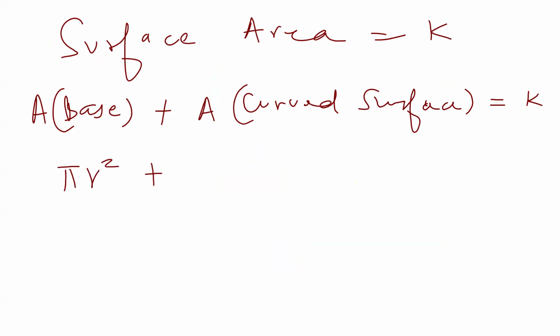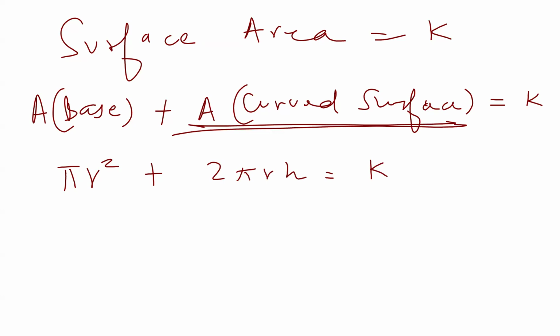And when we speak about the curved surface area, do you know what is the curved surface area? Two pi r h. The curved surface area of the cylinder is 2 pi r h. And we are considering the area of the base as pi r square. It's the circle. This much is clear. Now r in terms of h or h in terms of r, that decision we will take later on.